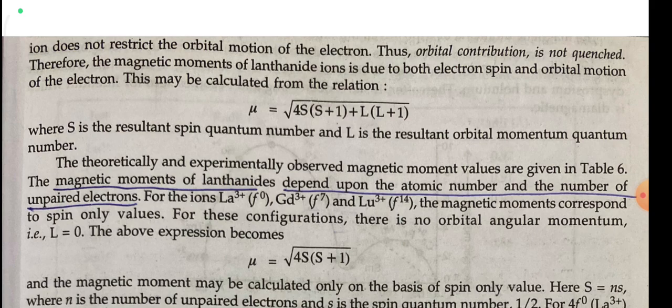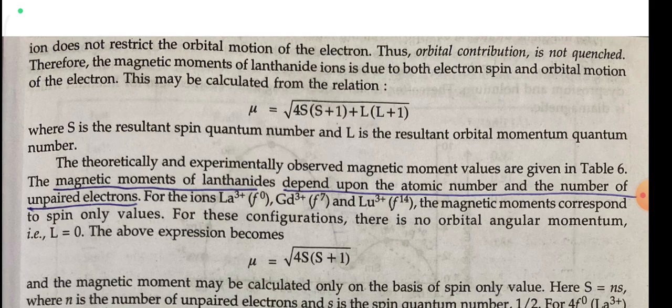This may be calculated from the relation mu equals the square root of 4s(s+1) plus l(l+1), where s is the resultant spin quantum number and l is the resultant orbital moment quantum number. The theoretical and experimentally observed magnetic moment values are given in the table.